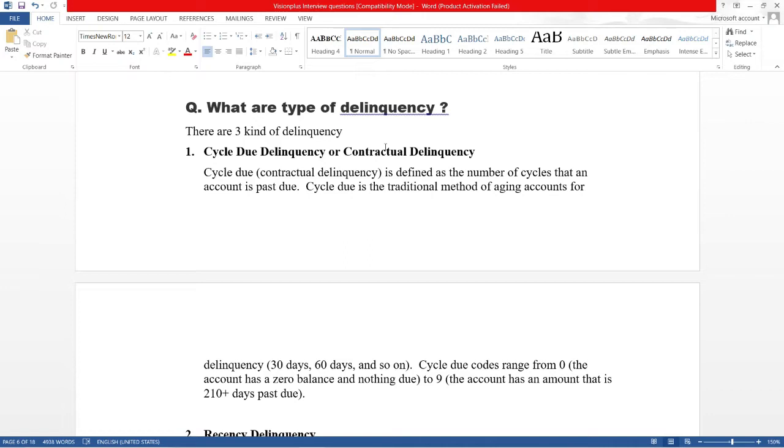Cycle due, or contractual delinquency, is defined as the number of cycles that an account is past due. It is the traditional method of tracking customer delinquency, maybe 30 days, 60 days, and so on. It ranges from 0 to 9. 0 means the account has a zero balance and nothing due. 9 means the account has an amount that is 210 plus days past due.